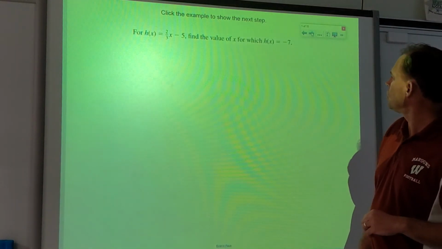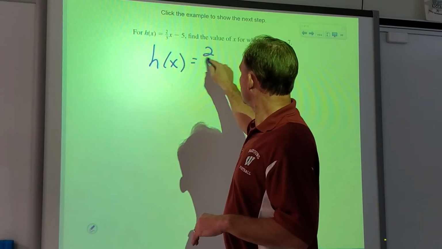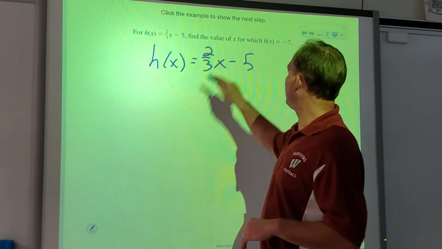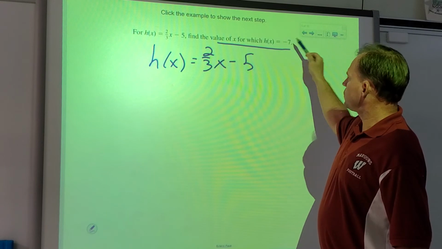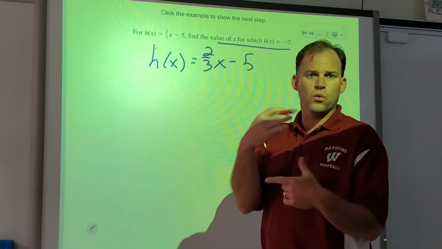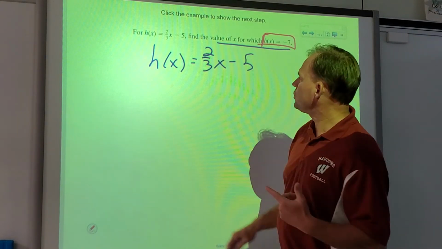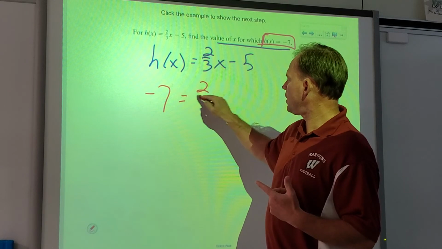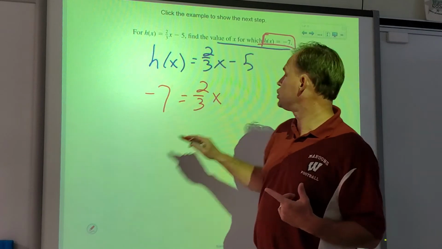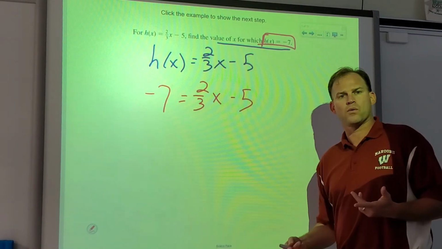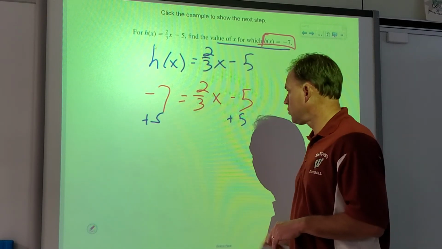All right, so this one says h of x is 2/3 x minus 5. And this one says find the value of x where h of x equals -7. So this one we have to work backwards. I have to find x. And it tells me the value of the function is -7. So all we do here is plug in -7, instead of plugging it in for x, we plug it in for the function. And then we just have to work backwards and solve the equation. +5, +5.